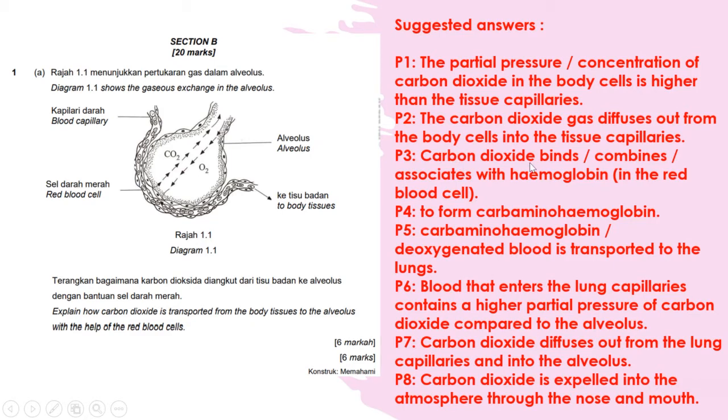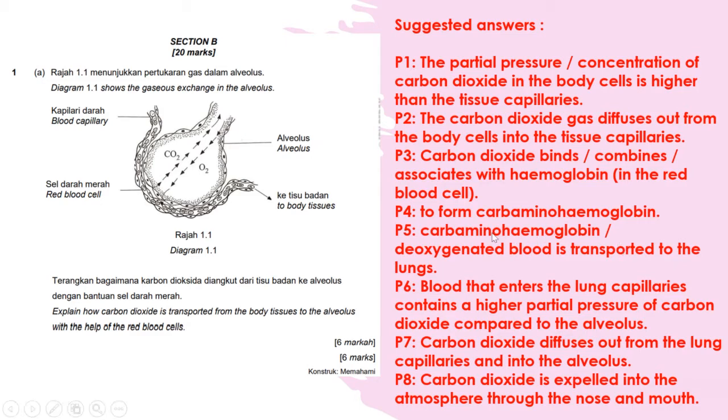Point number 3, carbon dioxide binds, or combines, or associates. Choose one. Usually we use the word binds. Carbon dioxide binds with hemoglobin in the red blood cells to form carbaminohemoglobin. This is one sentence, right? Carbon dioxide binds with hemoglobin to form carbaminohemoglobin. So in this sentence there are 2 points. And then the next point, you can write deoxygenated blood. The blood becomes deoxygenated because there is a higher concentration of carbon dioxide.